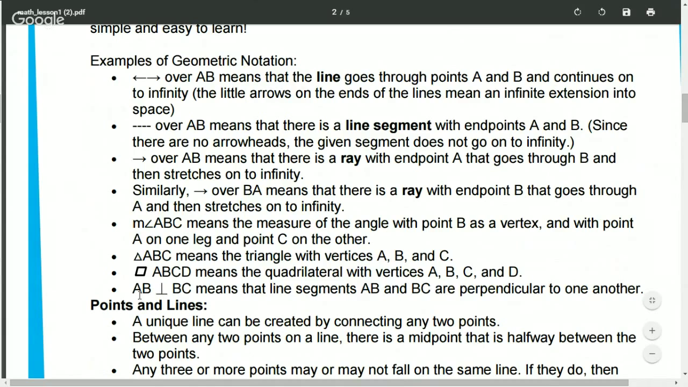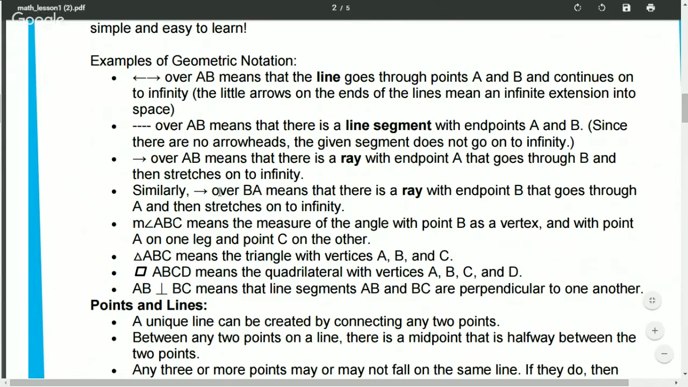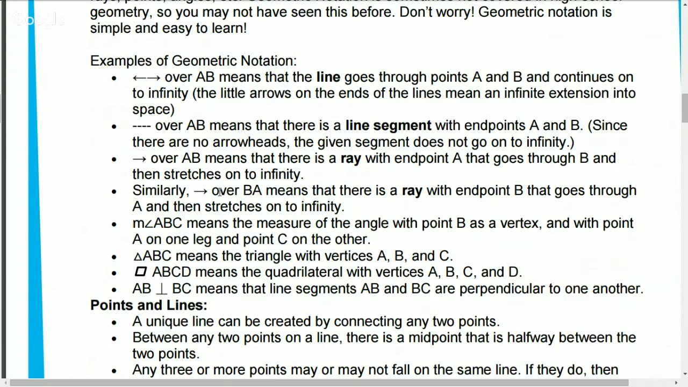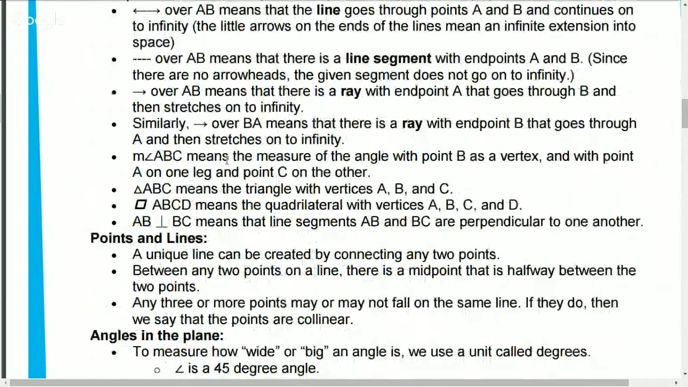AB with an upside down T, BC, means that the line segments AB and BC are perpendicular to one another. What perpendicular means is that it forms right angles, two or four right angles, but normally four, and they're always 90 degrees.